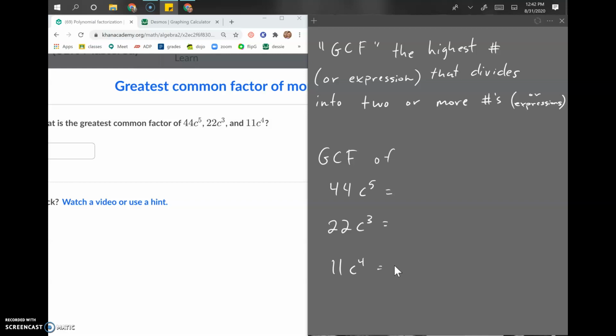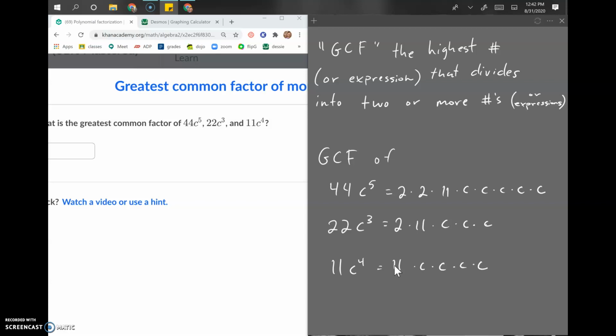Another way of thinking about this is to put the prime factors out. So if I was to prime factor 44c to the 5th, I'd have 2 times 2 times 11 times c times c times c times c times c. Those are the prime factors of 44c to the 5th. 22 would be 2 times 11, and then we've got c times c times c. You can just do the same thing that we did in the last one. 11 would be 11 times 1, right? So 11 times c times c times c times c. So those are the prime factors of each.